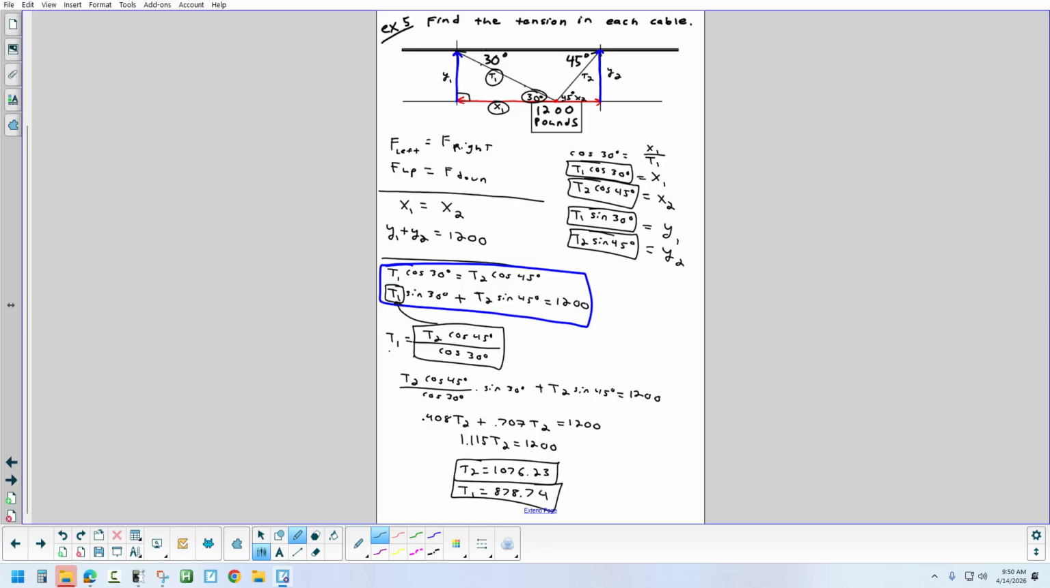Yeah, how did you get to T1? So I just plugged into the formula right here that says T1 equals. Yep, multiply by the cosine 45 and divide by cosine 30.